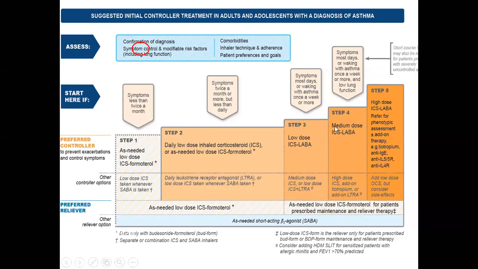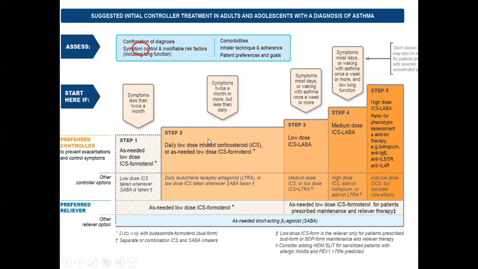Okay, so step 1 is, as and when there are symptoms, I am going to give a low-dose inhaled corticosteroid and a long-acting beta-2 agonist, that is formoterol, as and when needed. So whenever there is wheeze, I am going to give this. Remaining days, I am not going to give.